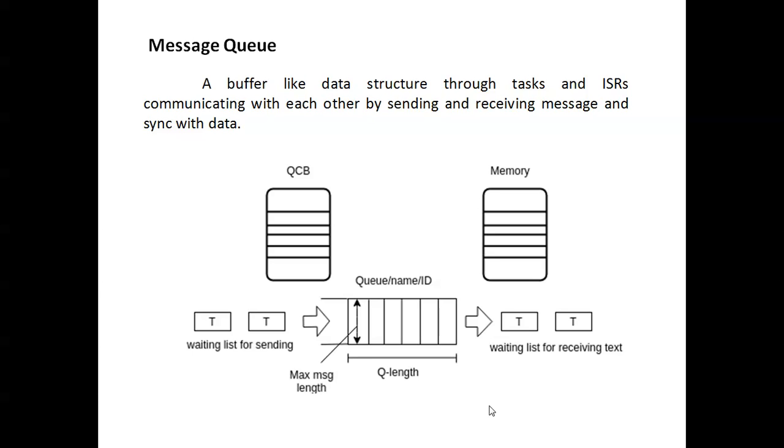The waiting list of sending, the waiting list of data waiting in the place, after entering the queue, then they will come out from the queue. The waiting list for receiving task. So the T means task here. The waiting list for sending T1, T2 like that. Once it enters the queue, then it will come out of the queue. Waiting list for receiving the task.